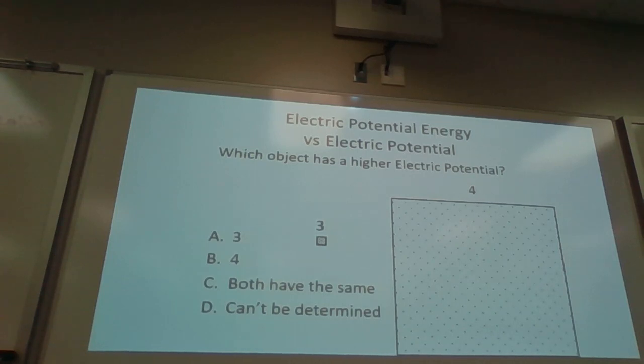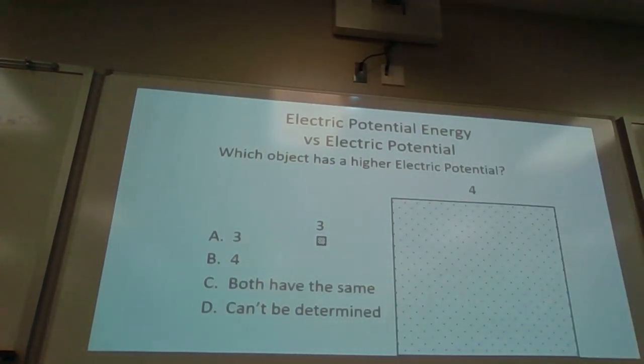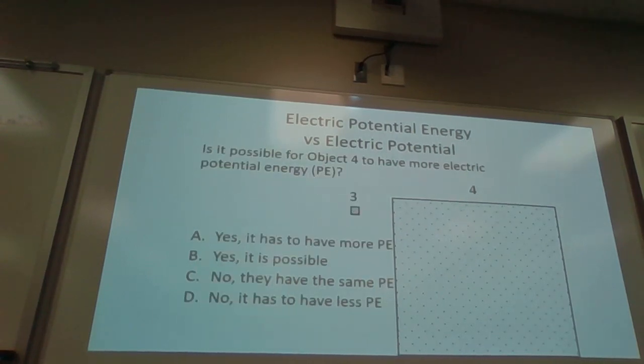All right. So correct answer is A. Object 3. Okay. They're more crowded. There's more energy per electron. Their springs are really squished together. And object 4. Okay.